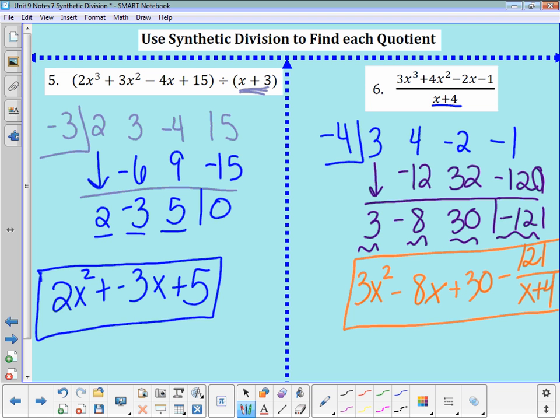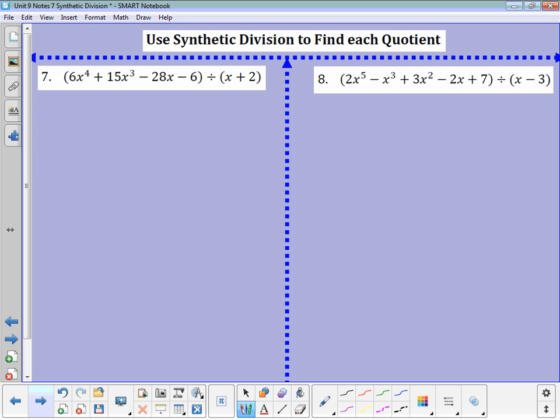Okay. Now let's take a look at number 7. So for number 7, we're going to do the same thing. This just looks a little different. Okay, so we have x plus 2. Set that equal to 0. Solve for x, and you get negative 2. So that's what's going to go in my corner box, is negative 2.